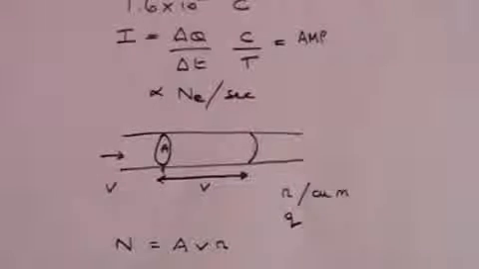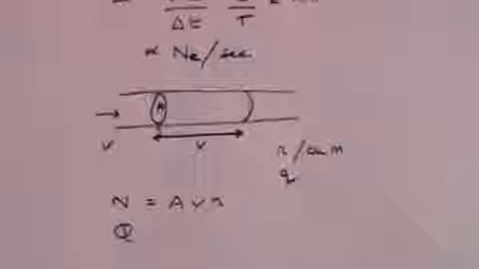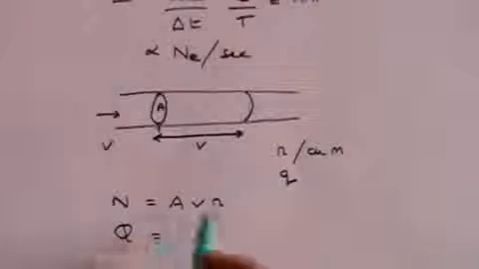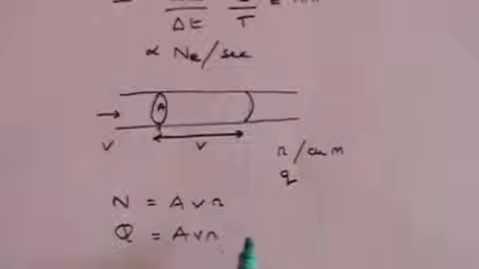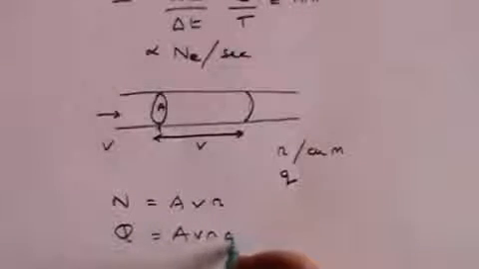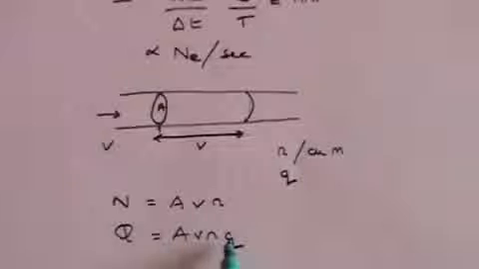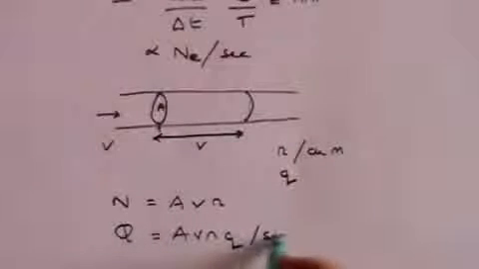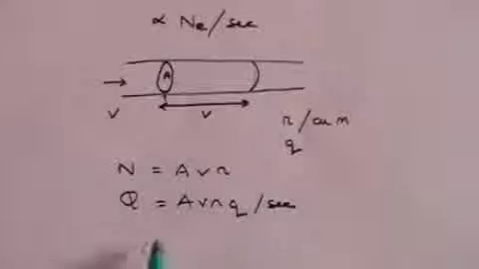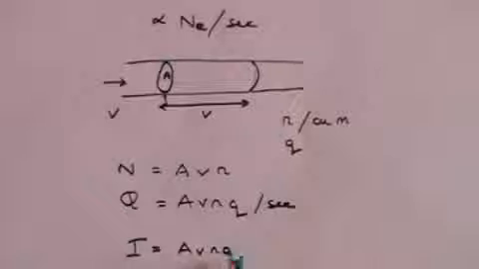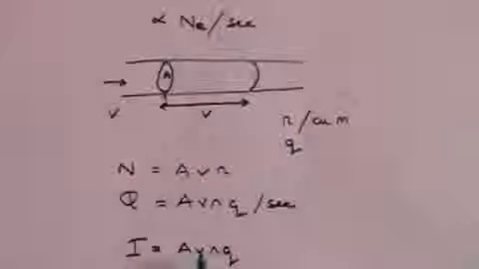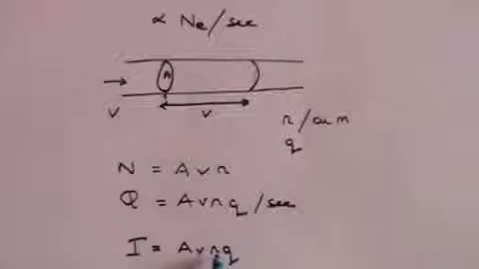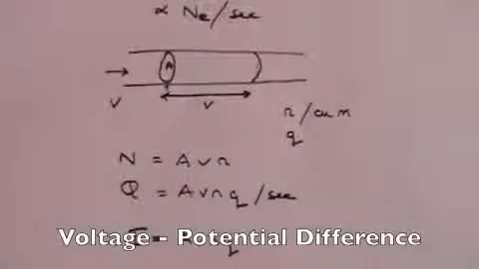What is the total charge that will pass in 1 second? Well, it's the number of electrons times the charge on each electron. So that is the total charge passing per second. And charge per second is the current. So the current is simply AvnQ: cross-sectional area times the drift velocity times the number of electrons per cubic metre times the charge on each electron. Now I want to look at voltage, or potential difference.